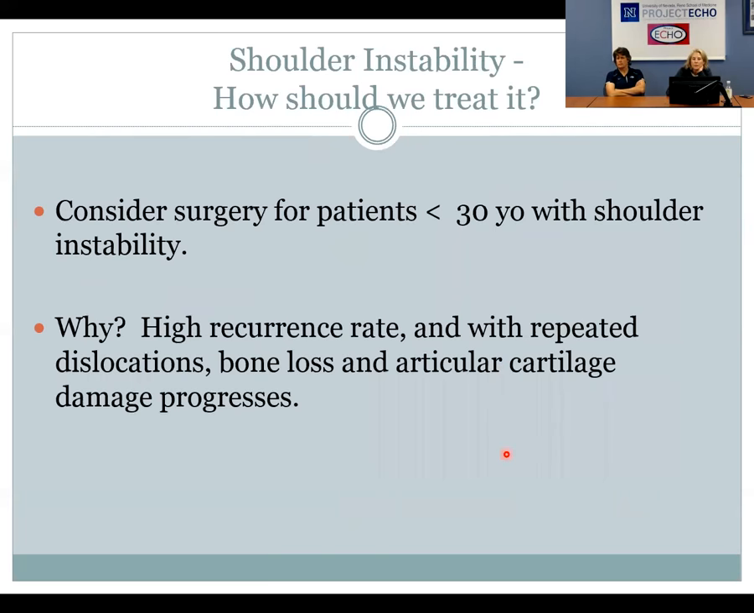Surgery certainly is a possibility for those young athletes who are even first-time dislocators. So in my practice, I typically will consider surgery for patients less than 30 years old with shoulder instability and even a one-time dislocation, especially if there's evidence on an MRI of a significant labral tear. With recurrence of instability, I think that what we risk for these athletes is extension of the labral tear, and to me, most importantly, the continued articular cartilage deficits and wear and bone loss.